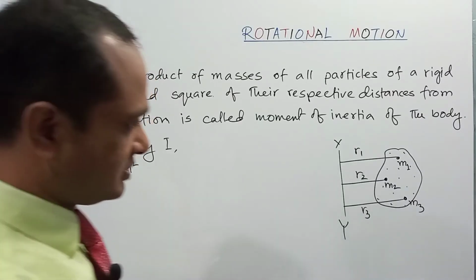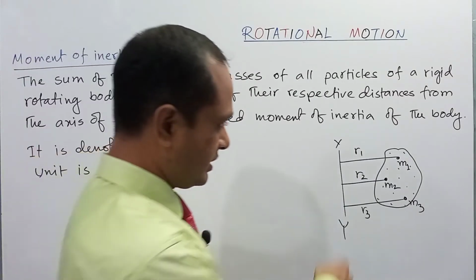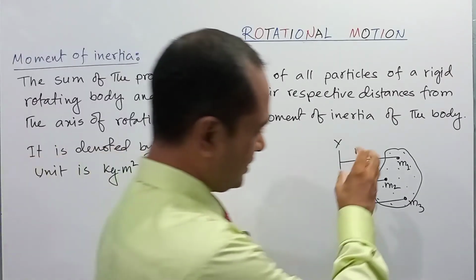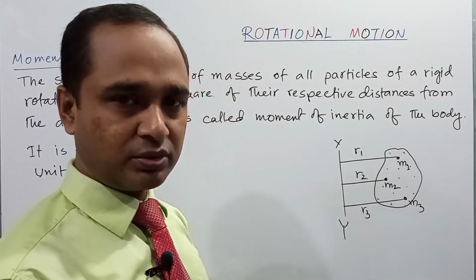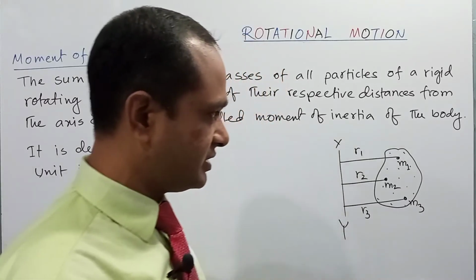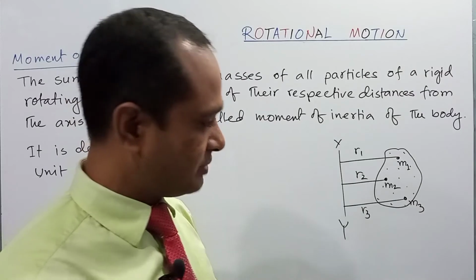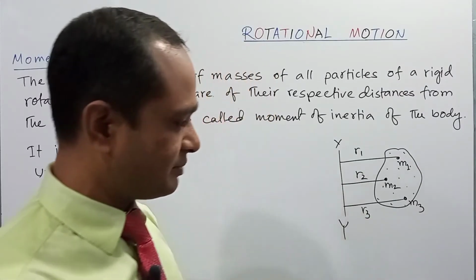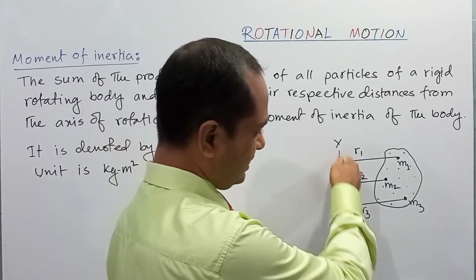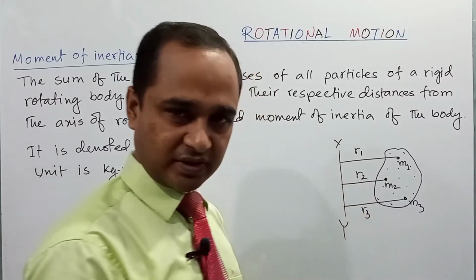Dear student, suppose this is a rigid rotating body which is rotated around the axis xy. Here are innumerable particles. We consider three of them. The mass of the first particle is denoted by m1, the mass of the second particle is denoted by m2, and similarly the mass of the third particle is denoted by m3, and the respective distances from the axis of rotation are denoted by r1, r2 and r3, right?